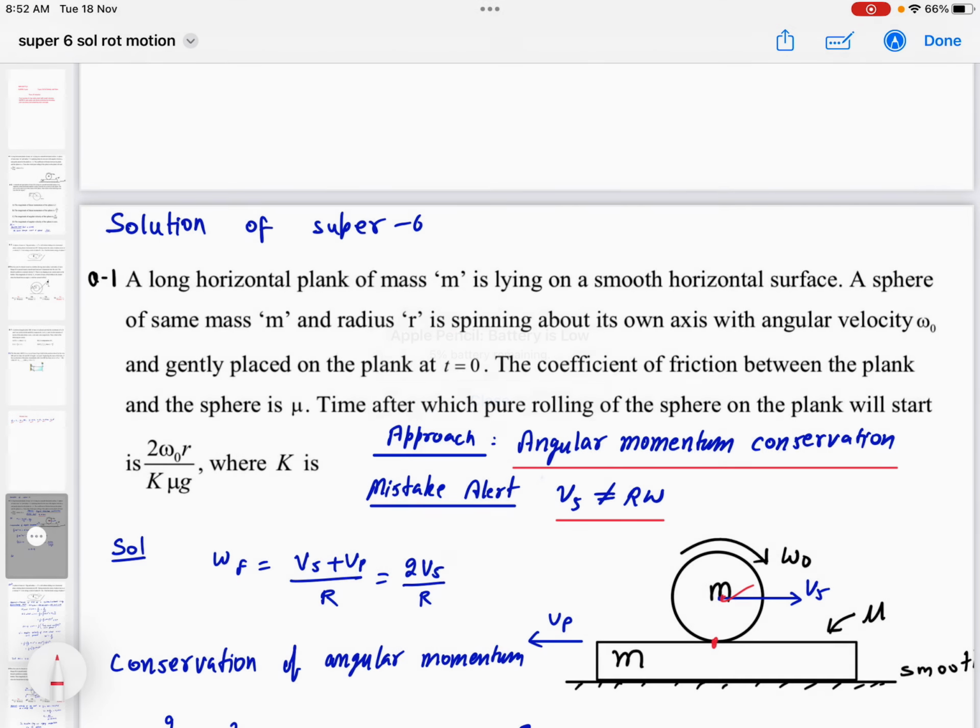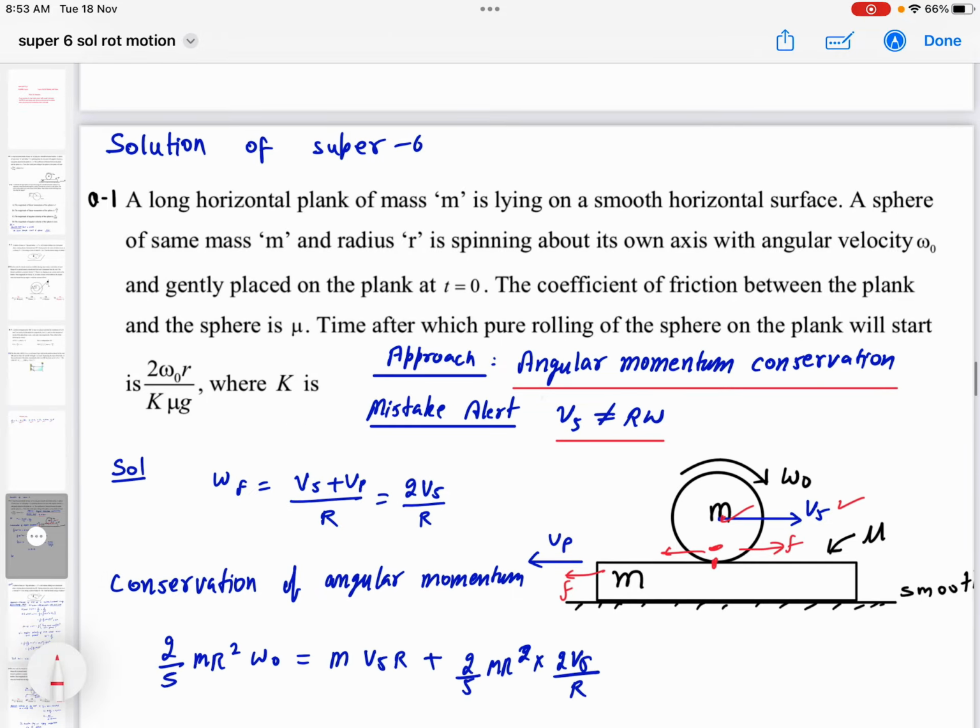So I will first explain the question: you are spinning the sphere and placing it on the plank. So in what direction will friction first act on the sphere? The upper part of the sphere, like this point, will try to move towards left with respect to the plank, and the plank will try to oppose this motion. So friction acting on the sphere will be towards right, and friction acting on the plank will be towards left, like this. Okay. So it means the plank will acquire some velocity towards left, and the center of mass of the sphere will acquire some velocity towards right, like this.